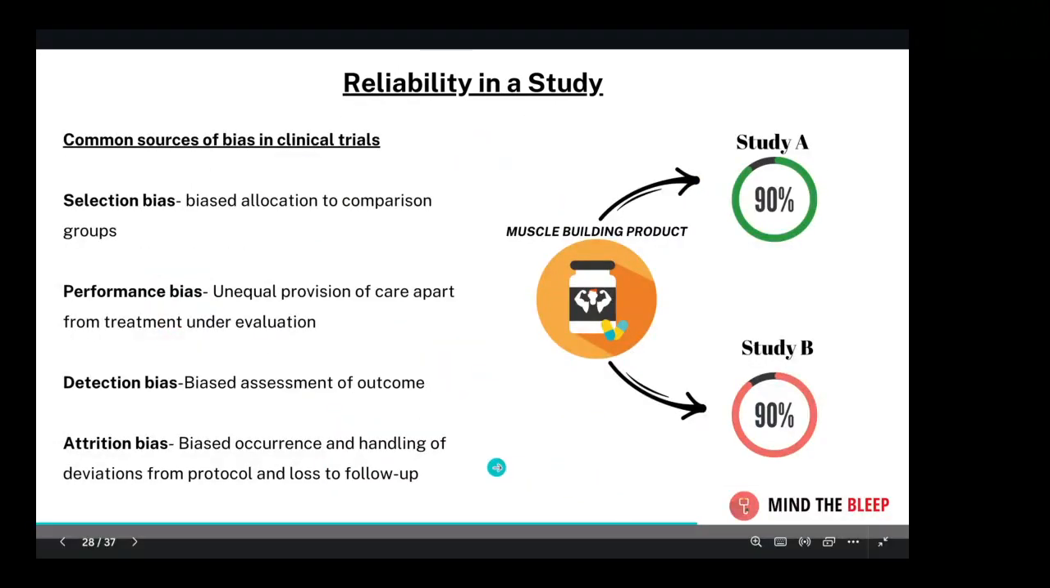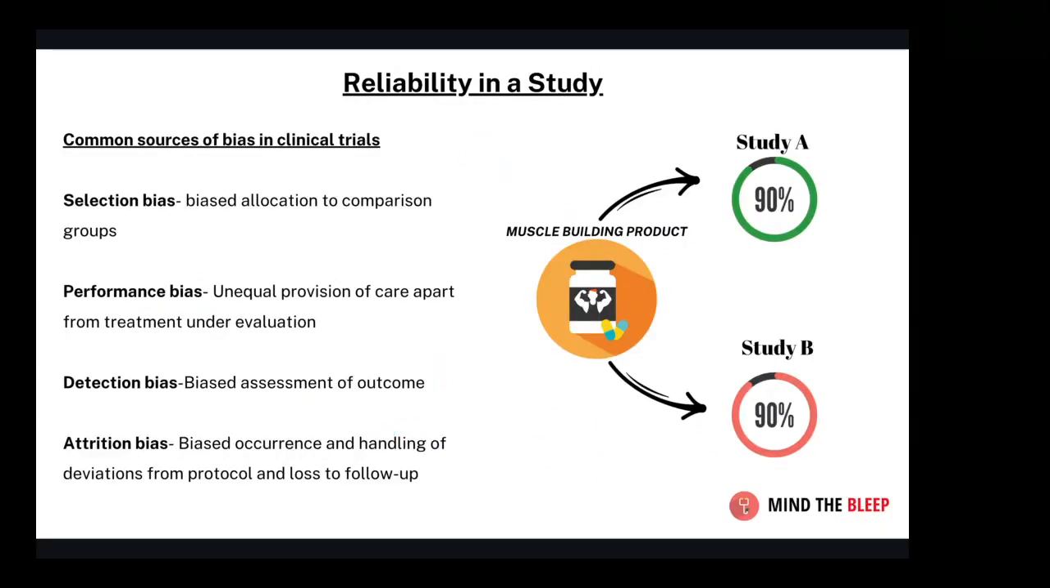Of course, there are different types of bias present. There's performance, detection, as well as attrition bias, and so on. Performance bias is unequal provision of care apart from the treatment under evaluation. This type of bias occurs as the study is progressing. Researchers, for example, may give more attention to one group compared to another.